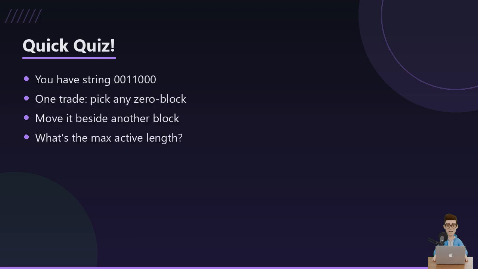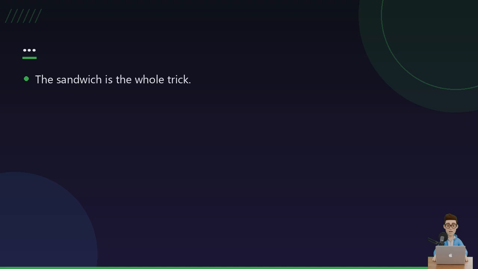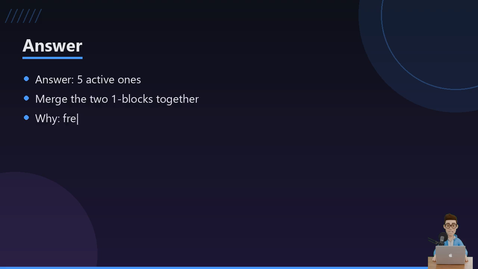Take this string 001, 1000. If you can slide the 10 run over, how long can the ones get? Pause and guess. Think about that 010 sandwich we drew earlier. You get 5. Sliding the 10 run lets the 2 and 1 blocks touch and the leftover zeros pile up outside.